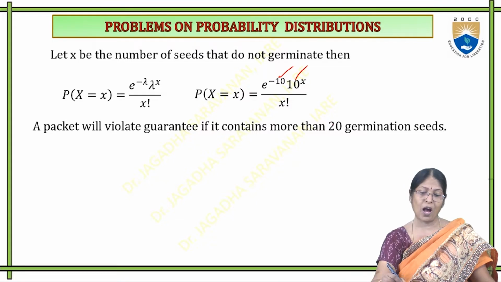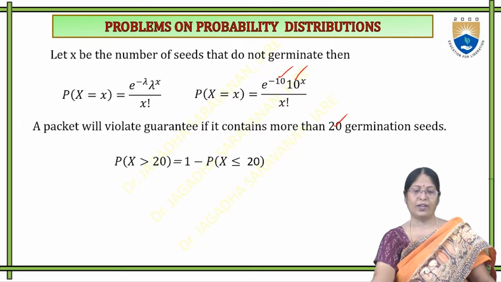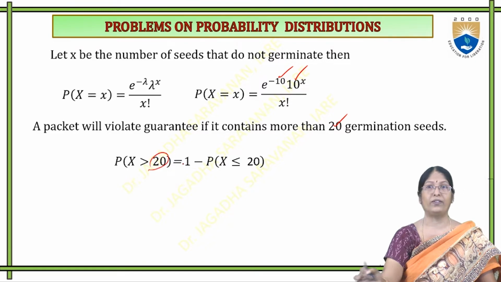This 20, how we obtained it? The total is 200 seeds, 90%, that is 180 for the germination. Violate, doesn't support, that is 10%, that is 200 minus 180, 20, doesn't support for germination seeds. Yeah, that is what here written 20.